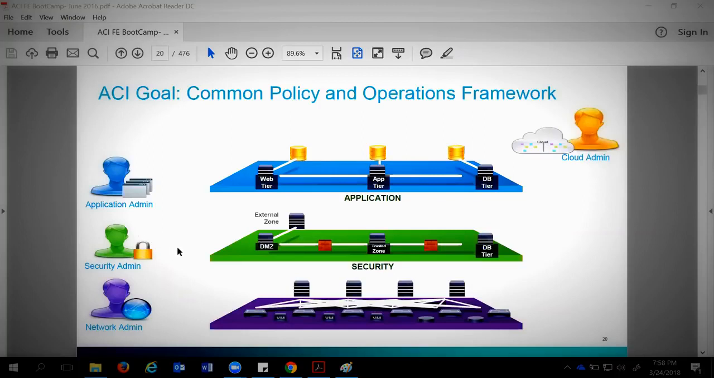When security guys see it, they see zones and zone configurations. They see how we are going to create firewalls and who would be in the DMZ. When network guys see it, they see what VLANs and what VXLANs they have to configure. And cloud admin guys know how to run the different applications.